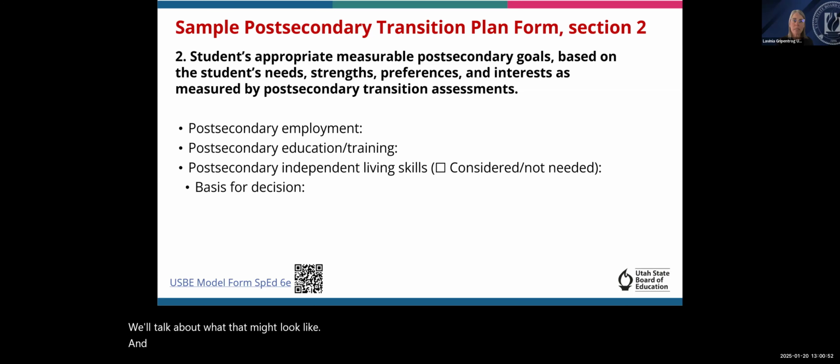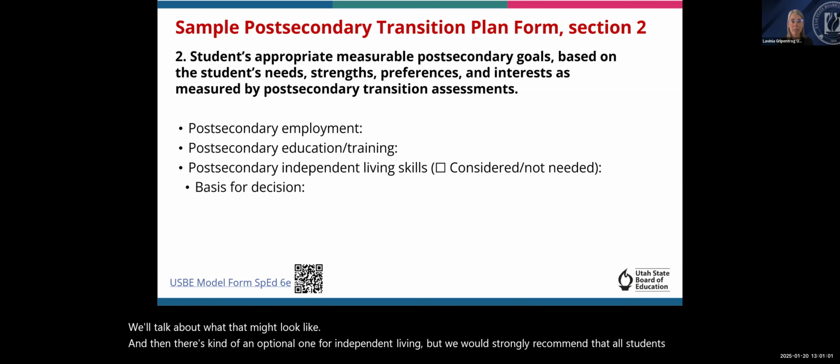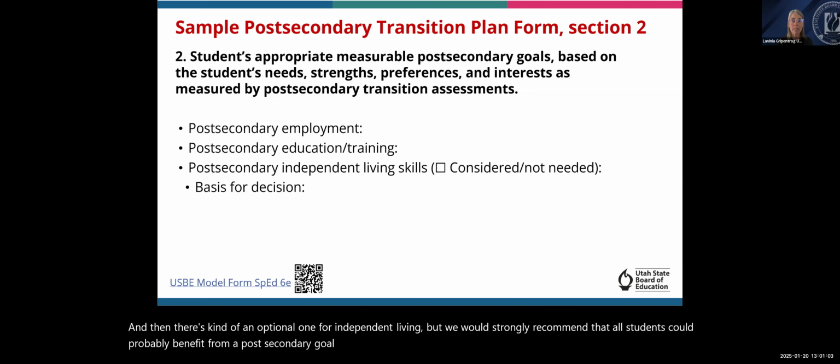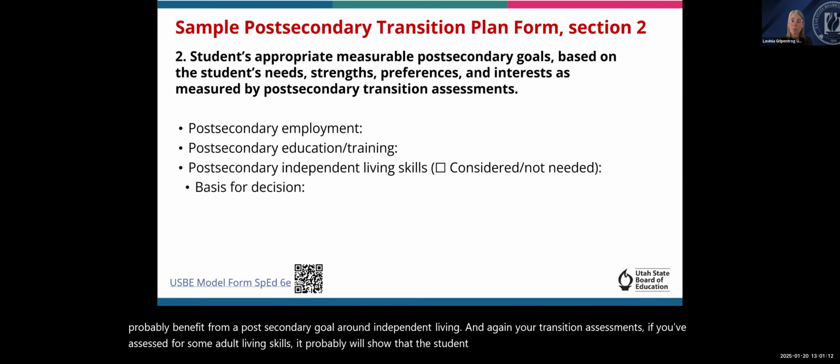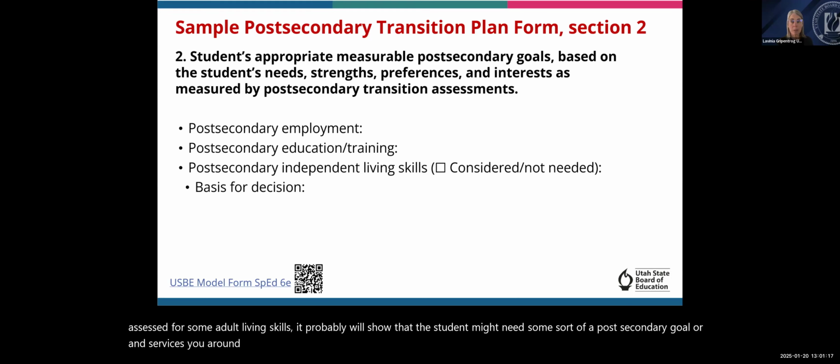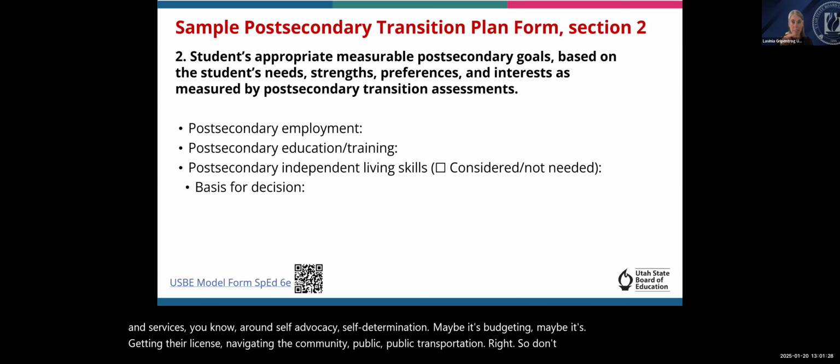And then there's kind of an optional one for independent living, but we would strongly recommend that all students could probably benefit from a post-secondary goal around independent living. And again, your transition assessments, if you've assessed for some adult living skills, it probably will show that the student might need some sort of a post-secondary goal and services around self-advocacy, self-determination. Maybe it's budgeting, maybe it's getting their license, navigating the community, public transportation, right? So don't discount independent living, even though on your IEP form, it will say considered not needed.